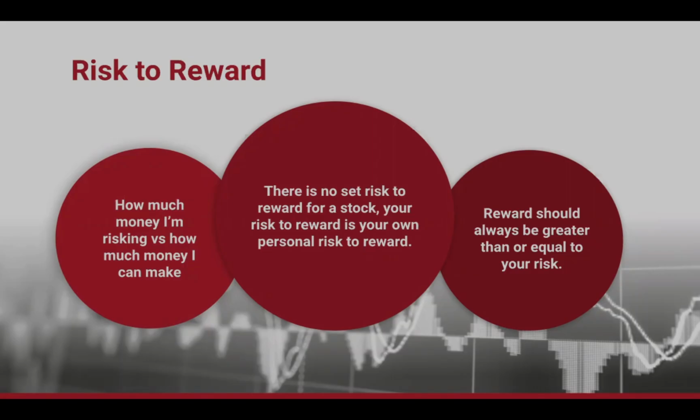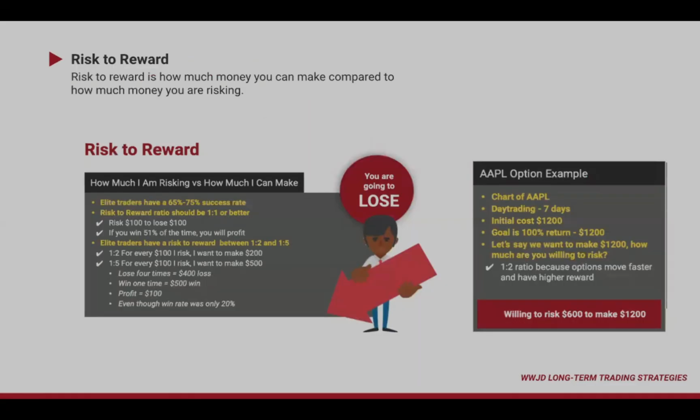Your risk must have been $100 or less, because if you're taking $100 every day, your risk has to be $100 or less. So if your option drops in price, you got to sell it for a loss. Otherwise, you're gambling. You're not approaching the market like a businessman or woman. Elite traders win 65 to 75% of the time.